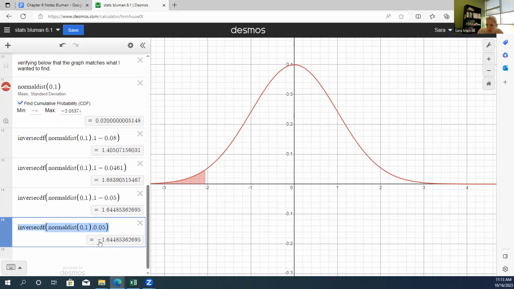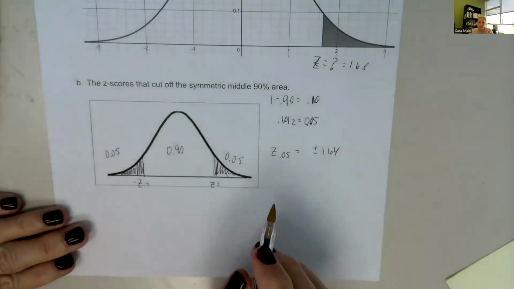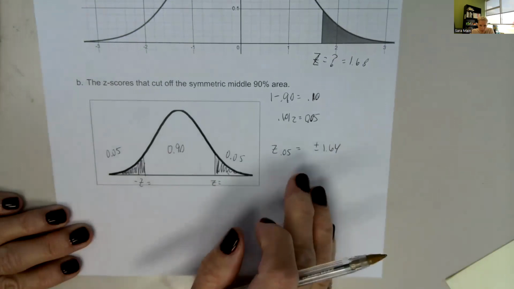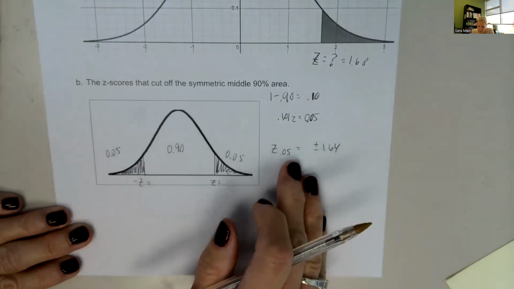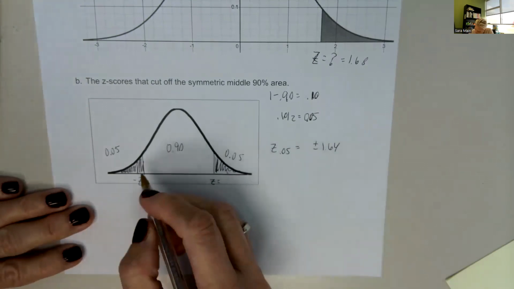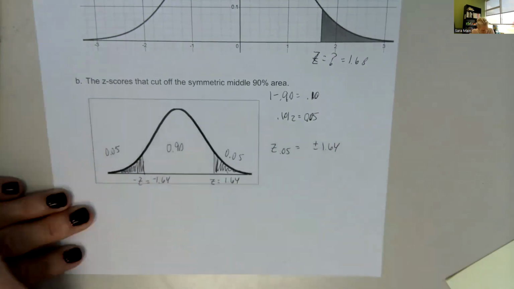So 1.64. So plus or minus 1.64. And these are going to look familiar later on, when we start working in chapters 7, 8, and 9, because these are going to be critical z's that we're going to use quite a bit when we move into our later lessons. So this is a negative 1.64, and this is a positive 1.64.